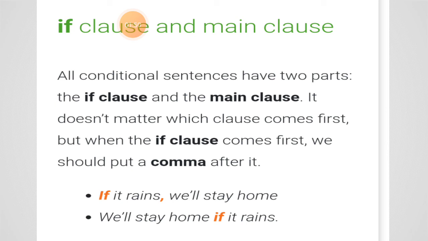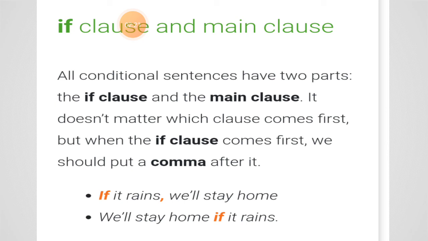If clause you can easily identify with the word if. Like here a sentence is written, if it rains we will stay home. Here if it rains, if clause is there, and then we will stay home is the main clause. So if clause and main clause are the main parts, two parts of the conditional type sentences, whether it is 0, it is 1, it is 2 or it is 3, right? So all conditional type sentences have two parts, the if clause and the main clause.